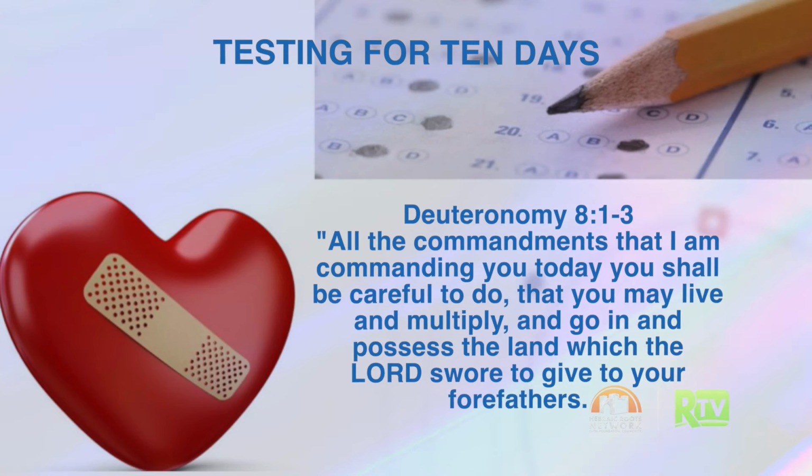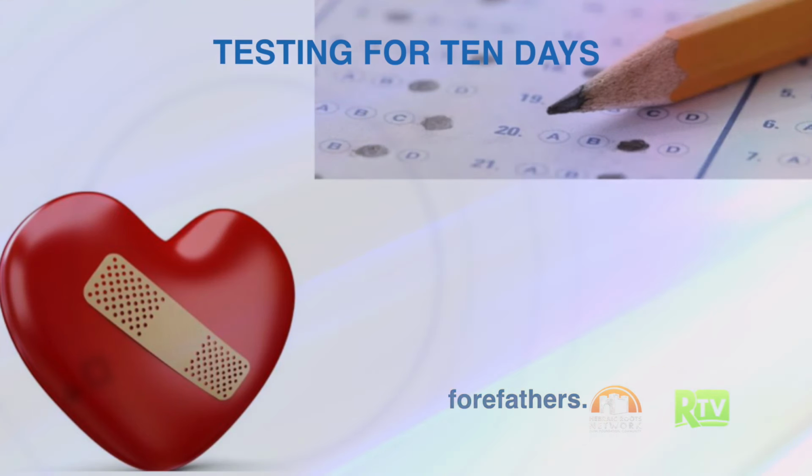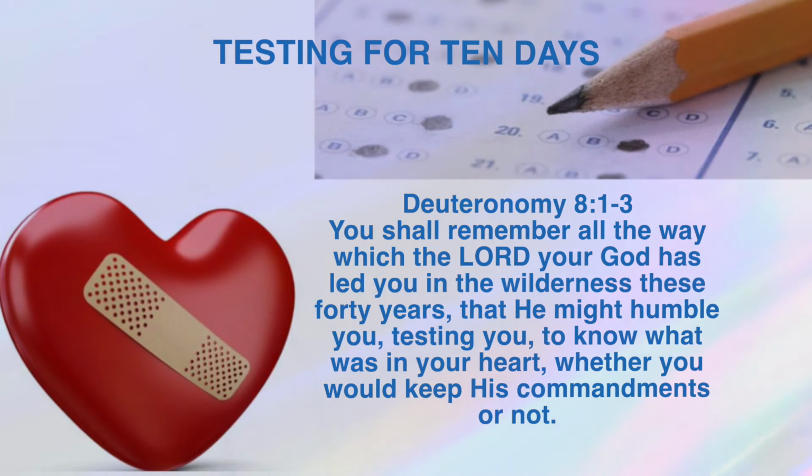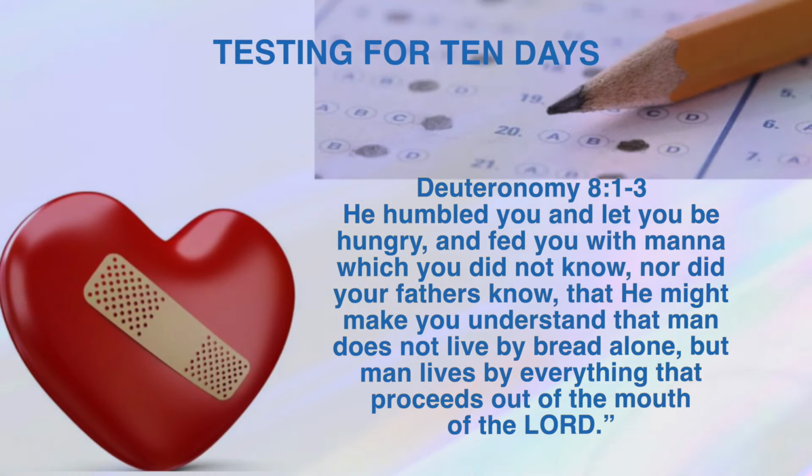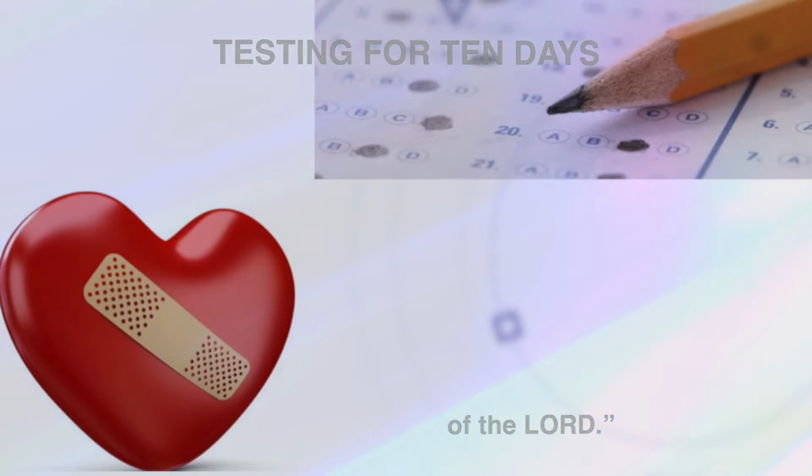Deuteronomy 8:1-3 says, all the commandments that I'm commanding you today, you shall be careful to do, that you may live and multiply and go in and possess the land which the Lord swore to give to your forefathers. You shall remember all the way which the Lord your God has led you in the wilderness these 40 years, that he might humble you, testing you to know what's in your heart, whether you would keep his commandments or not. He humbled you and let you be hungry, but he fed you with manna, which you did not know, nor did your fathers know, that he might make you understand that man does not live by bread alone, but man lives by everything that proceeds out of the mouth of the Lord.